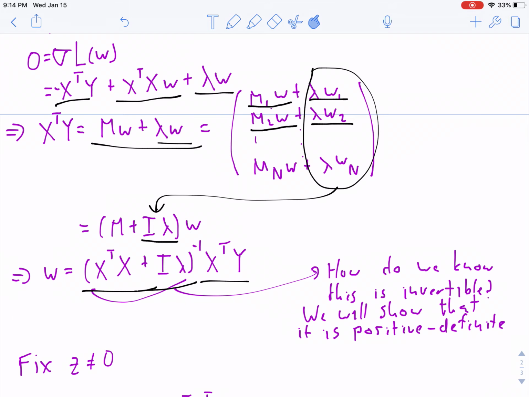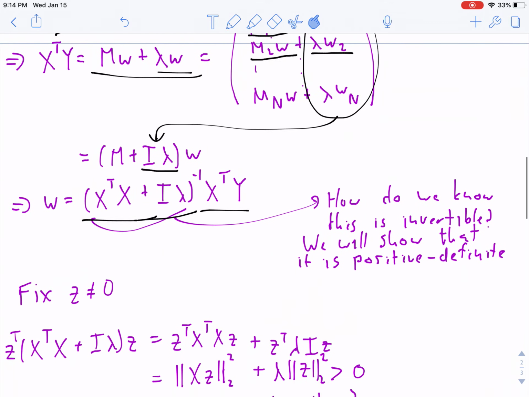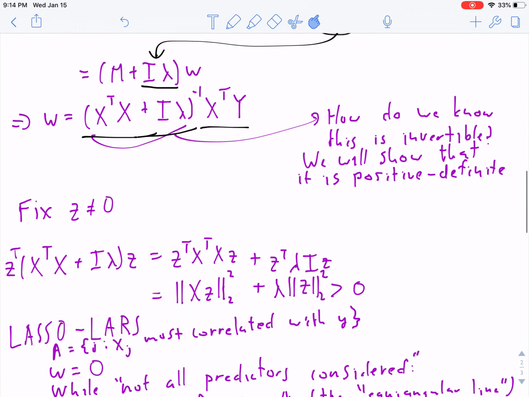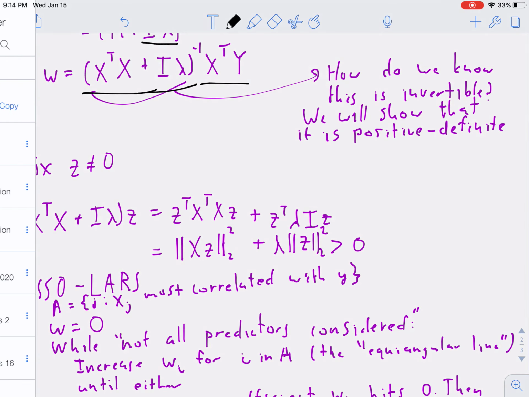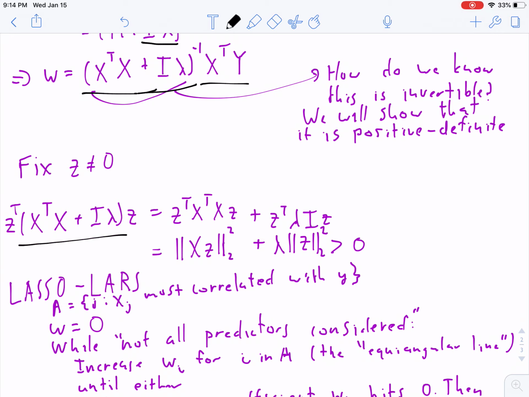And so this is pretty similar to what we did for linear regression. Fixing some vector z that's not equal to 0, we remember that we should show that z transpose times the matrix times z is greater than 0 in order to show that it's positive definite. So we just distribute out the z, and then we see that each of these is just an L2 norm. Here there's a lambda term that we just move outside, and then we get the L2 norm of xz plus lambda times the L2 norm of z.